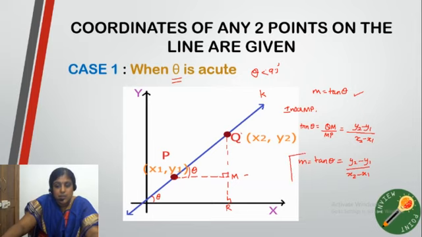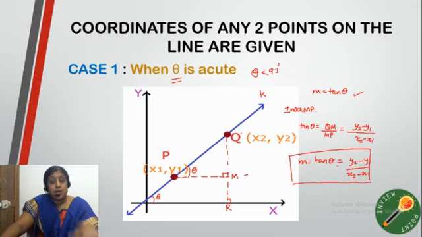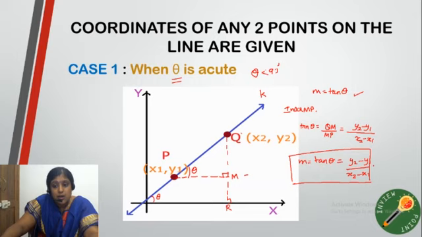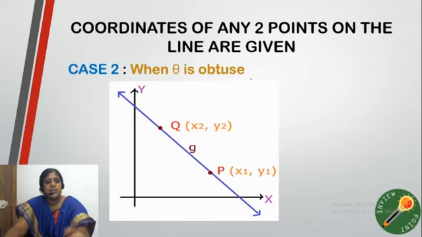So the equation to find the slope of a line when the coordinates of any 2 points on the line are given is m is equal to tan theta, that is equal to y2 minus y1 by x2 minus x1. This is the case when the angle of inclination is acute, that is, less than 90 degrees. So let's consider case 2, when theta is obtuse, that is, the value of theta is greater than 90 degrees.